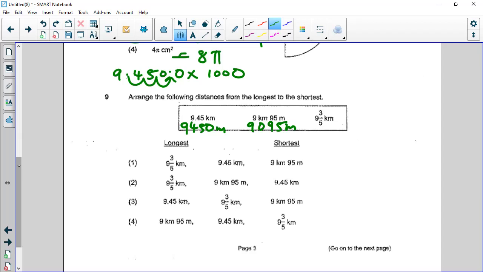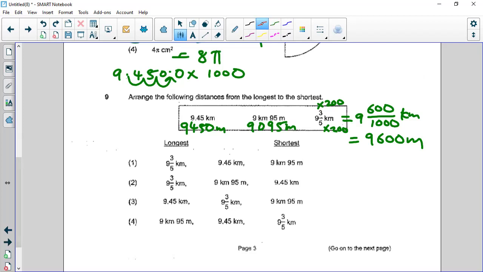Now there's a shortcut to change this into meters. You make the denominator into 1,000, because 1 kilometer is 1,000. So 5 times 200 is 1,000. And how do you get 200? You take 1,000 divided by 5. And then 3 times 200 will be 600. So how many meters is that? 9,600 meters. That's a shortcut to change into meters. So now can you compare?